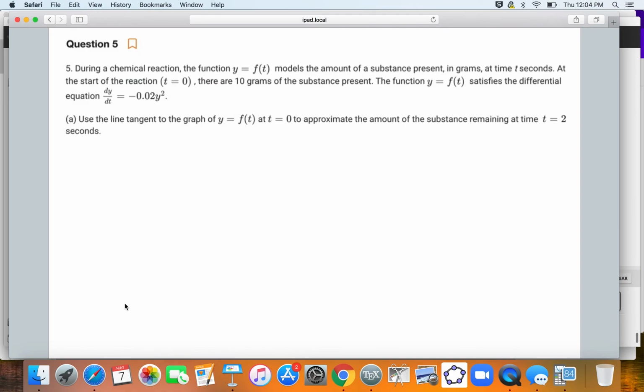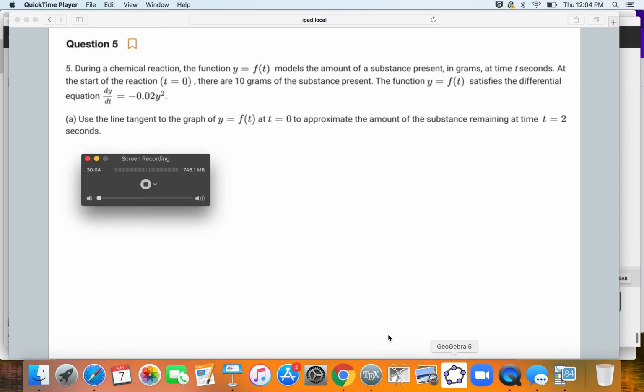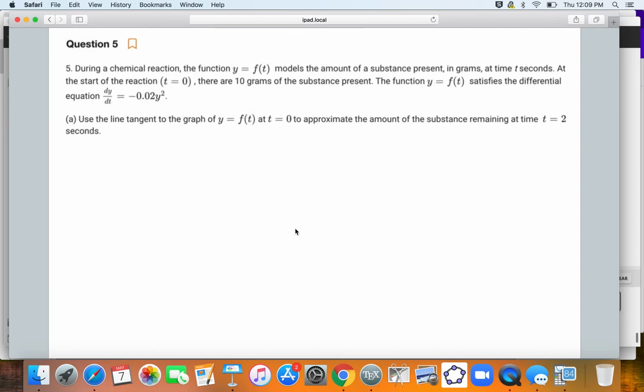All right, the last one I'm going to go over is question 5. Question 5 is a differential equation problem. It says, during a chemical reaction, the function y equals f of t models the amount of substance present in grams at time t seconds. At the start of the reaction, there are 10 grams of the substance present. The function y equals f of t satisfies the following differential equation.